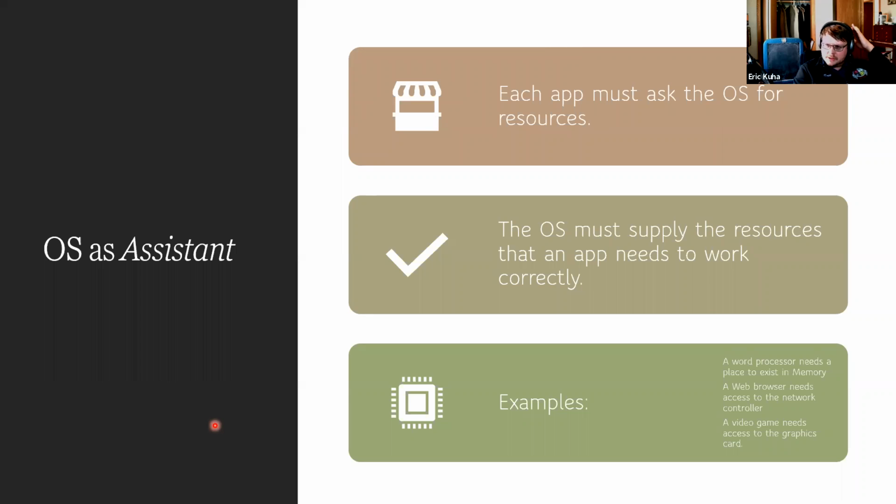But the OS isn't just the boss, it's also the assistant. In order for an app to be useful, it has to be able to access resources on the system. A web browser needs to be able to access the network controller.